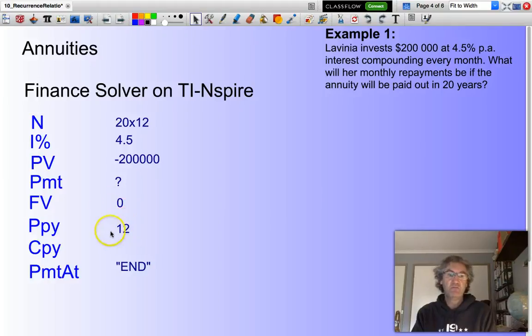Put all these values in, and the payment will be 1,265.30. What you'll notice here, the sign here is positive, indicating $1,265.30 is coming Lavinia's way from the financial institution every month, and that will happen for 20 years. So what you'll notice, if you remember, compare this with the previous video, everything's identical other than the signs. Originally it was a positive 200,000 and a negative 1,265.30. They've just flipped around.